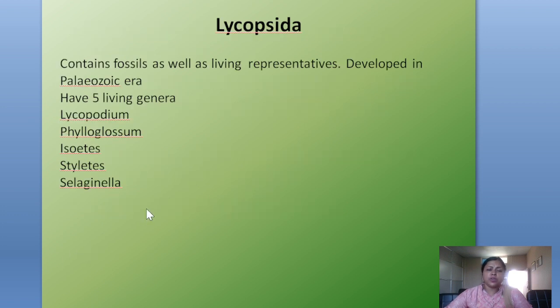Next group, if we see, it is a very big group. Lycopsida group. The Lycopsida group developed during the Paleozoic era. It contains 5 living genera: Lycopodium, Phylloglossum, Isoetes, Stylites, and Selaginella. So here both living members and fossil members you can see.